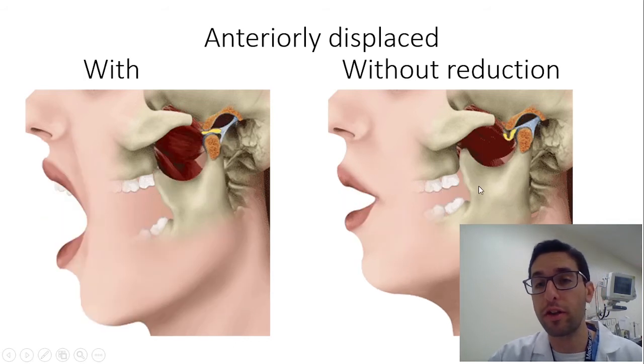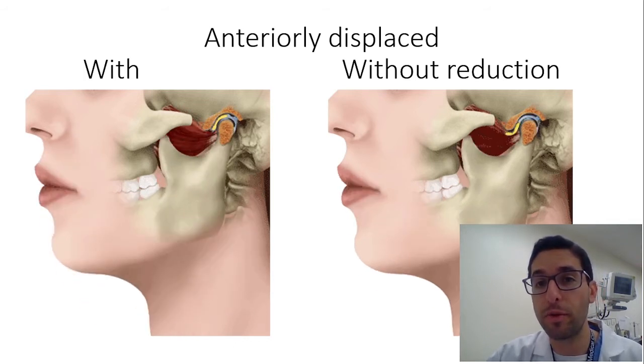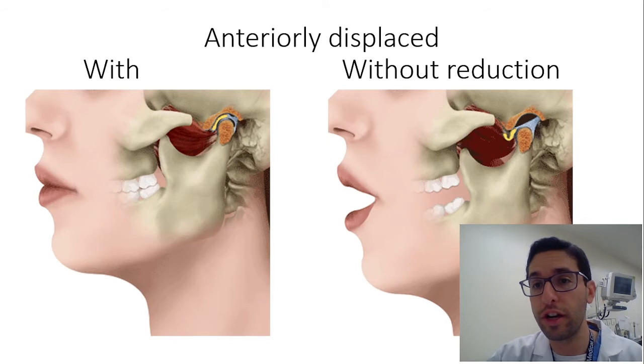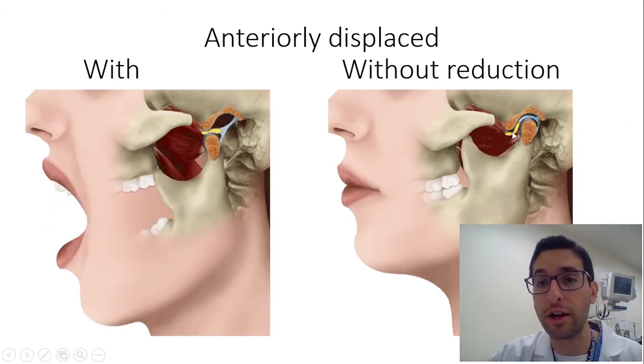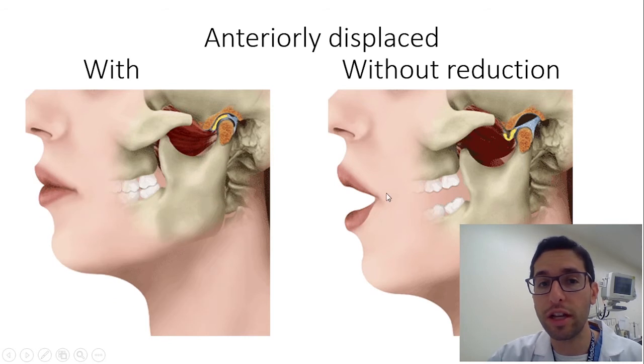And then in the picture over here on the right, this is anterior displacement without reduction. And if you look over here, the disc is too far forward to start, and it stays too far forward the entire time. And if you also look at the amount of opening, it's diminished.